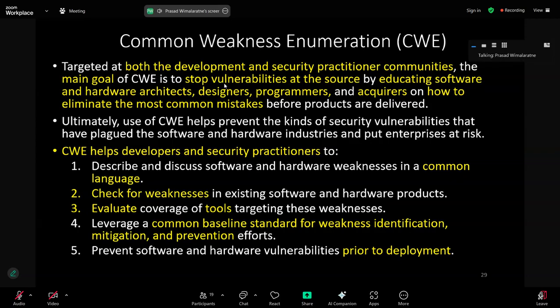to do a couple of things, like describe and discuss the common weaknesses in a common language, because a common framework, right? And also check for weaknesses in existing software and hardware and firmware, for example. And evaluate the tools, basically. There are various tools and we can evaluate through their framework actually. And also leverage a common baseline standard for finding out weaknesses and bringing in mitigation steps. When I say mitigation, how to counter them.